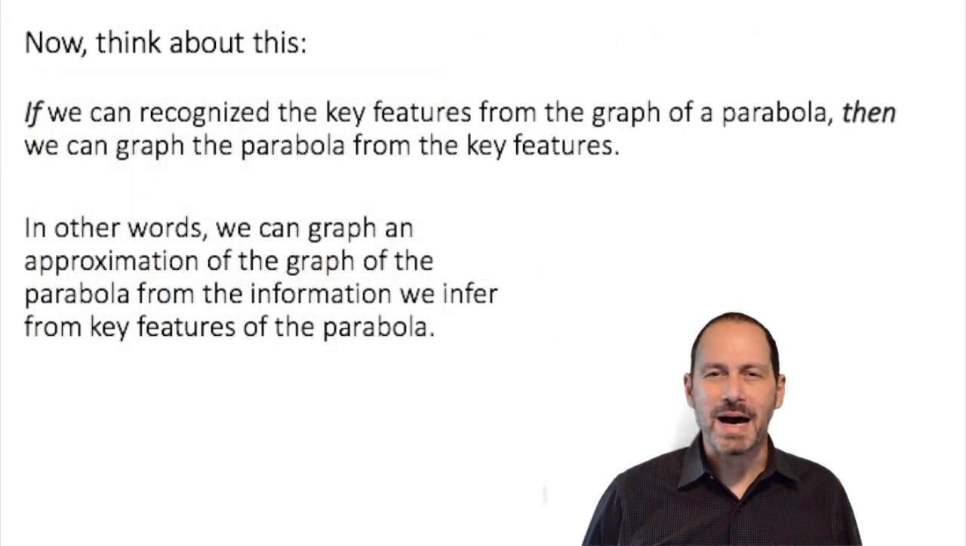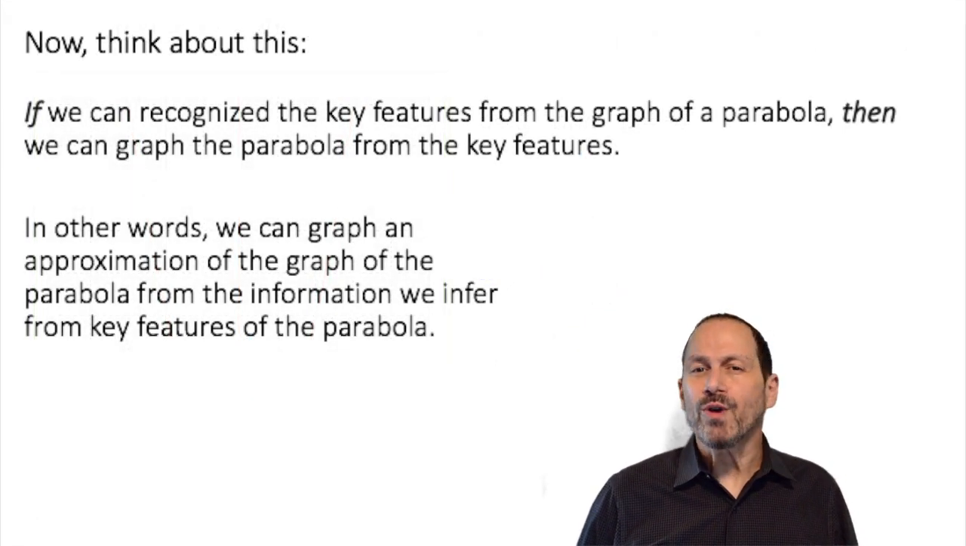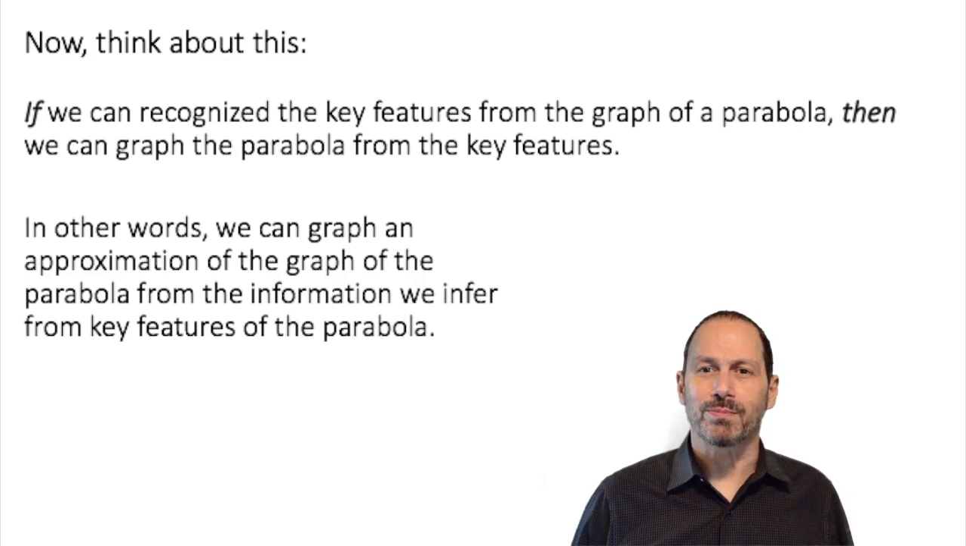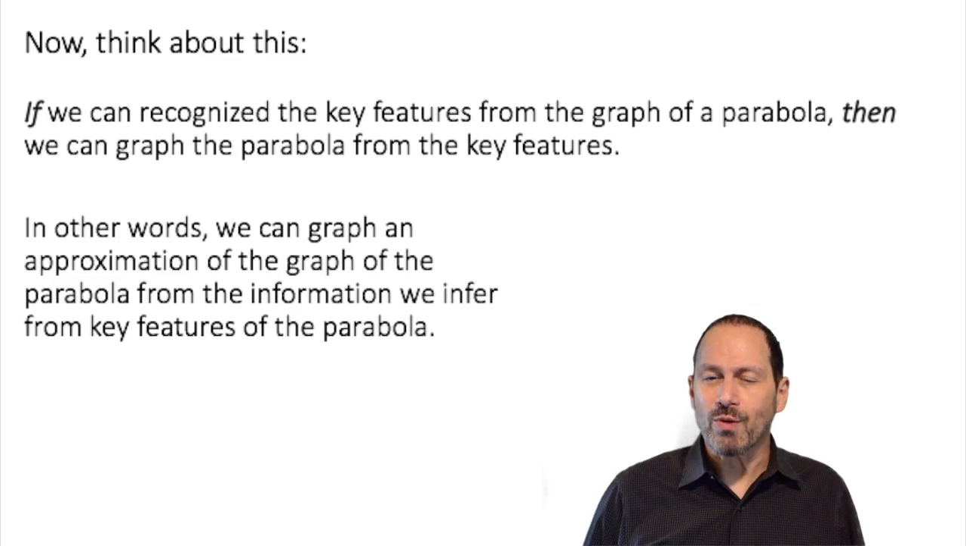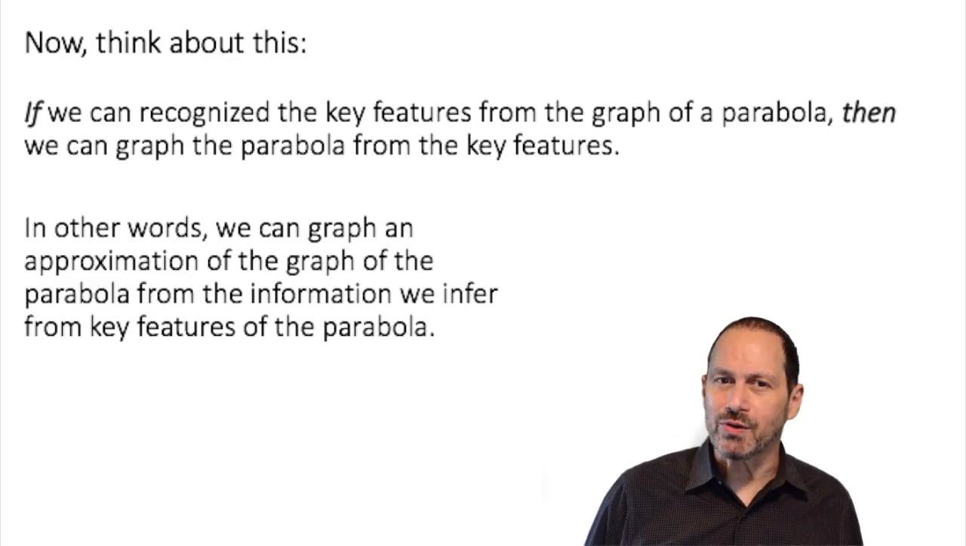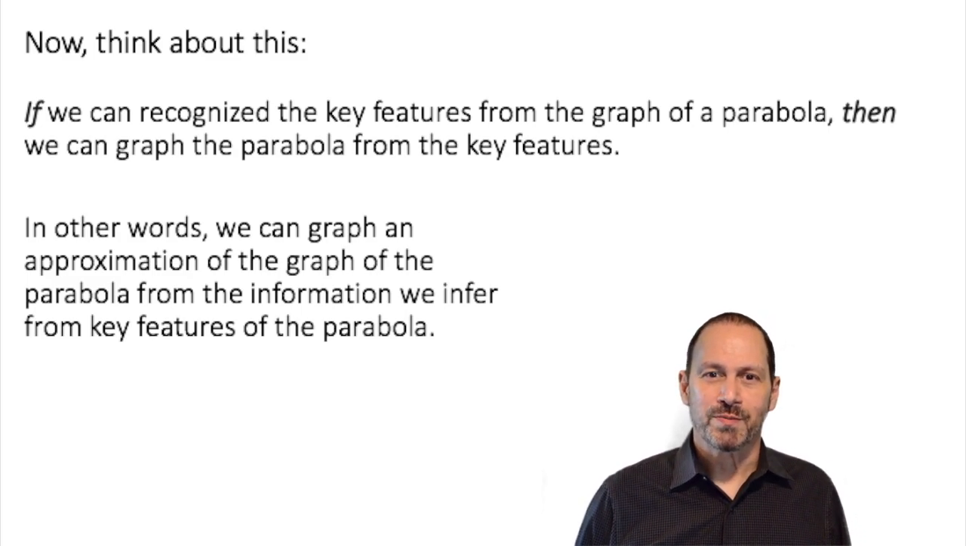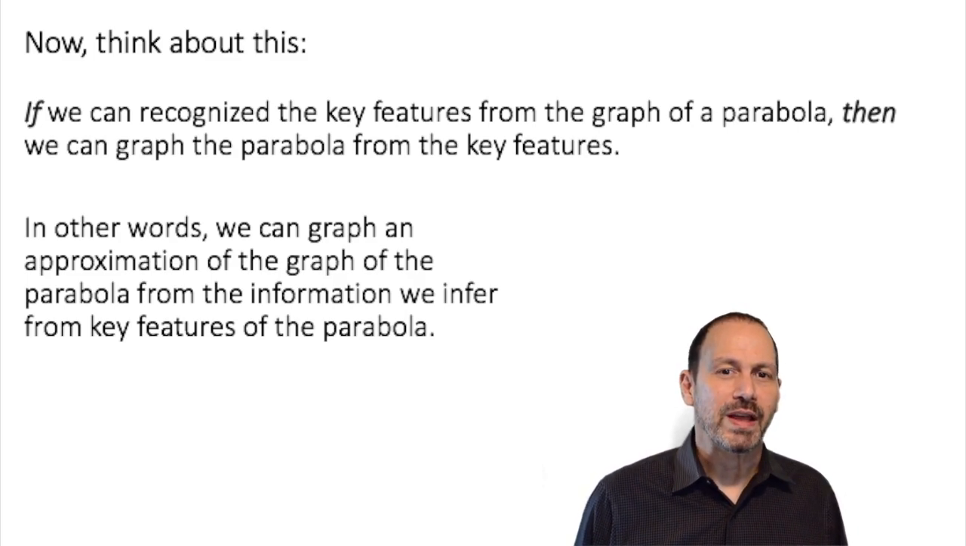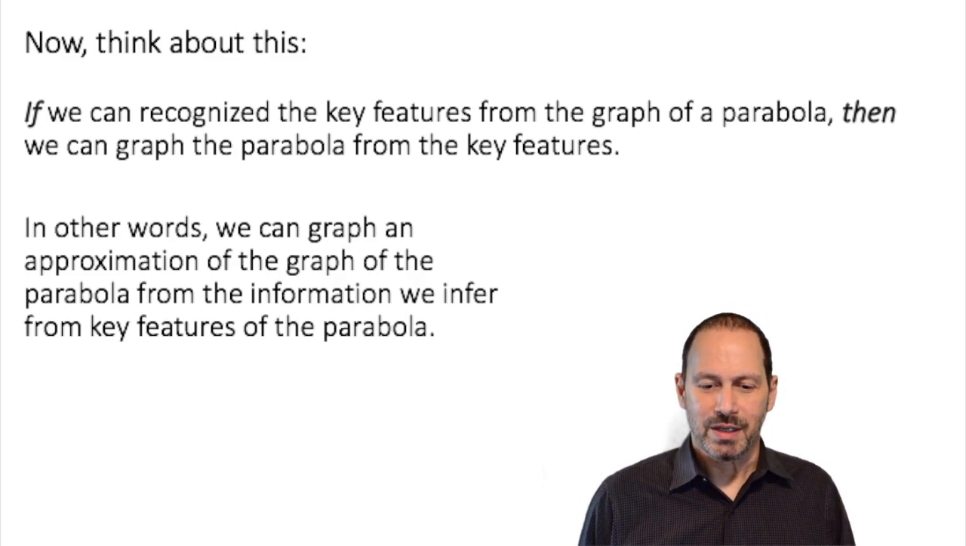Now think about this. If we can recognize the key features from the graph of the parabola, then we can graph the parabola from the key features. In other words, we can graph an approximation of the graph of the parabola from the information we infer from the key features of the parabola.